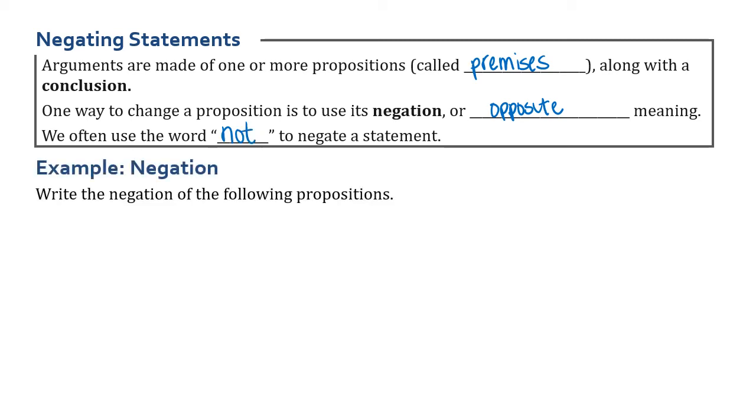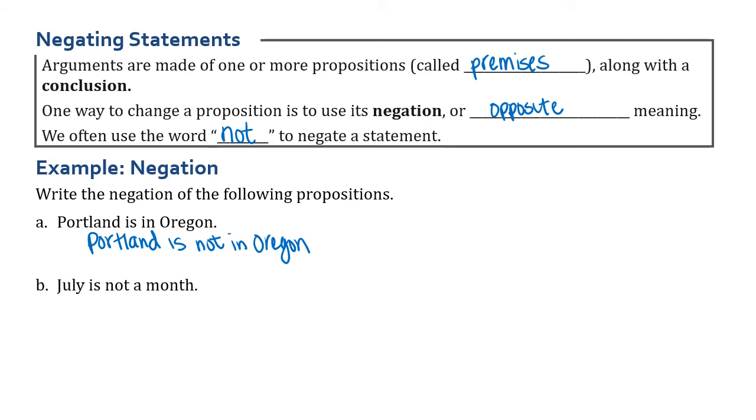So some examples. Portland is in Oregon. If I had to write the negation of that proposition, it would be Portland is not in Oregon, which we know is a false statement, but that is the negation. July is not a month. The opposite of saying July is not a month is saying July is a month.